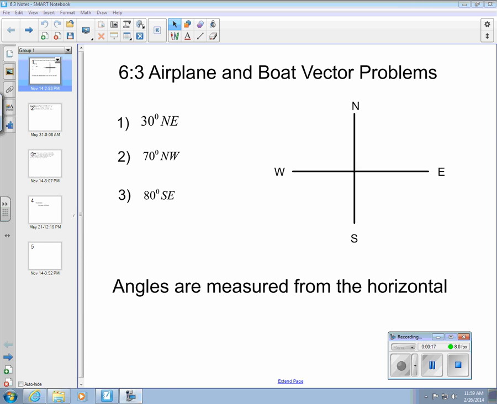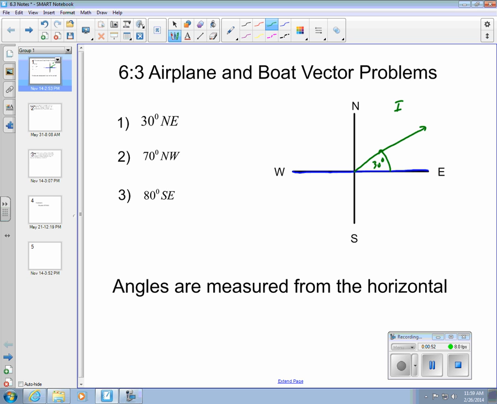So when we're looking at a problem like this, I want to get you used to looking at the angles here and how we do these. Just like our other problems, we've always measured those from the horizontal. So if we've got 30 degrees northeast, that tells you the direction. Northeast is over here in quadrant 1, so 30 degrees from the horizontal. So this is your 30 degrees. So we got that one.